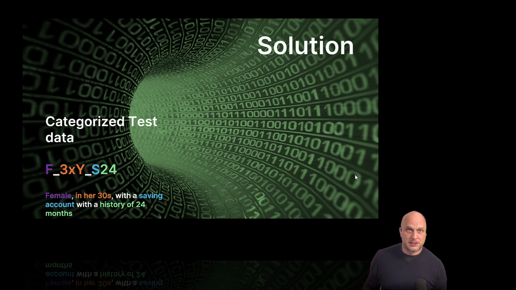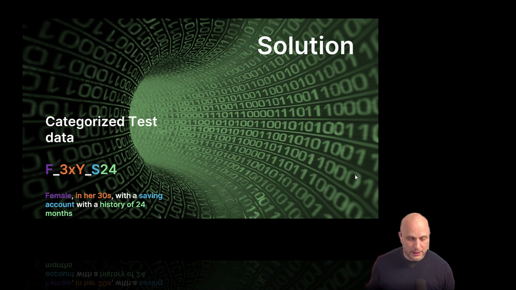So you see, I just need a data entry from the productive data that fulfills my f_3xy_s24. That might be a different record of my productive data every single time, but it is a record that fulfills my criteria that is required for my testing workflow. And that is actually how you make sure that you don't consume the same data twice, or that you use the wrong data, and you can be as specific in those categorizations as you need.